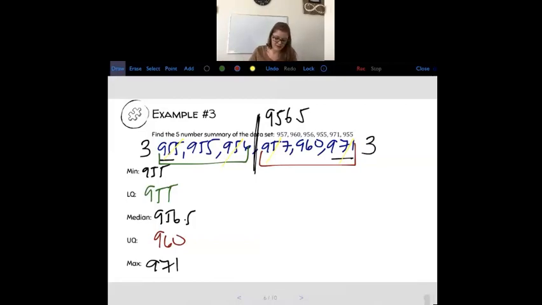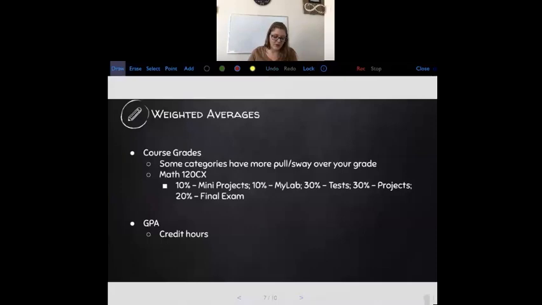Next we're going to talk about weighted averages. An example of a weighted average is the course grade. Some categories have more pull or sway over your grade. For instance, I've listed the categories of how your grade works in this class for Math 120 CX. 10% is mini projects, 10% is MyLab, 30% is tests, 30% is projects, and 20% is the final exam. The categories that have more pull over your grade are the tests and the projects, because those are 30% each. So 60% of your entire grade is going to come from those 2 items. The categories that have the lowest pull over your grade are mini projects and homework.